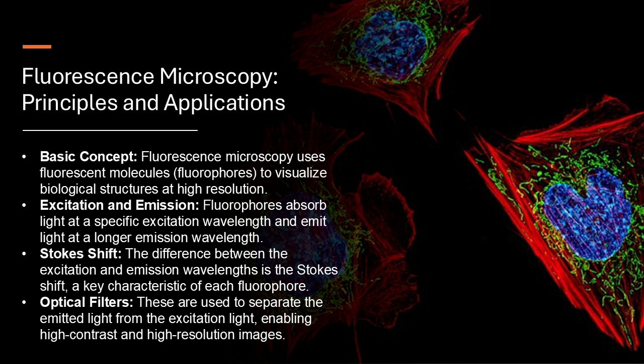And finally, we need highly sensitive detectors like photomultiplier tubes to pick up that faint fluorescence signal and turn it into an image we can actually see. So these detectors amplify the signal, allowing us to visualize even the faintest glow from those tiny fluorophores. It's incredible how all these components work together to reveal a hidden world that was once invisible to us. It really is amazing.